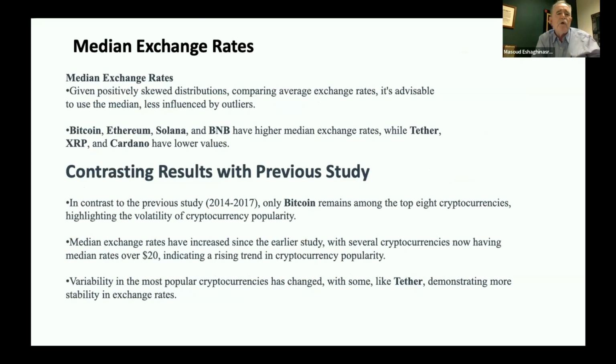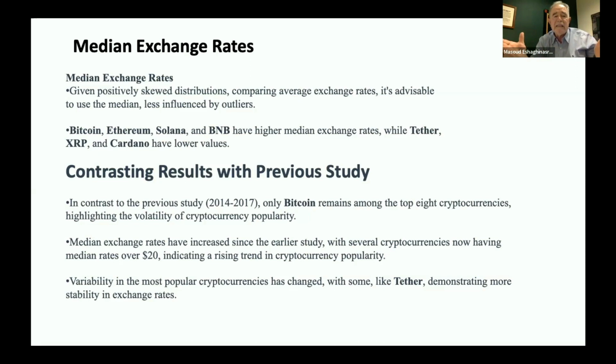If you're looking for median exchange, you can see all are positively skewed. When comparing the distribution to the average exchange rate, it is better to use the median, which is less influenced by outliers. Bitcoin, Ethereum, Solana, and BNB have higher median exchange rates, while Tether, XRP, and Cardano have lower values.